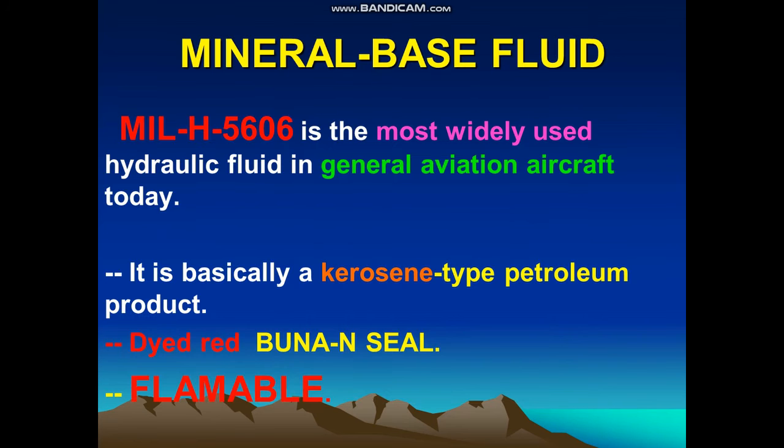The second type, mineral-based fluid. This type has the number 5606 and is the most widely used hydraulic fluid in general aviation aircraft today. It's basically a kerosene type petroleum product. The color of this type is red and it uses Buna-N seals. Of course, because it's basically a kerosene type petroleum, it's flammable.